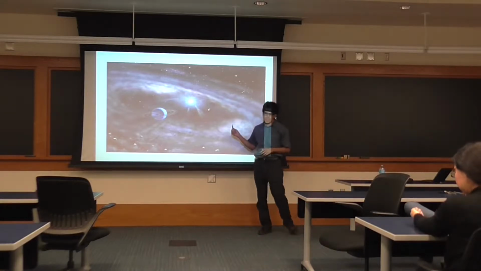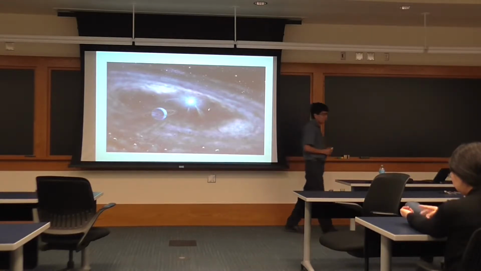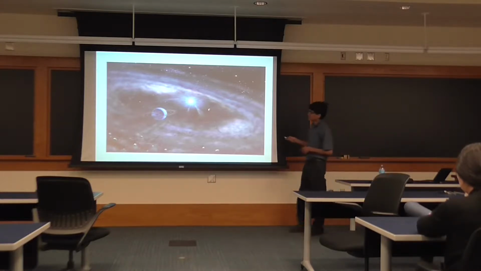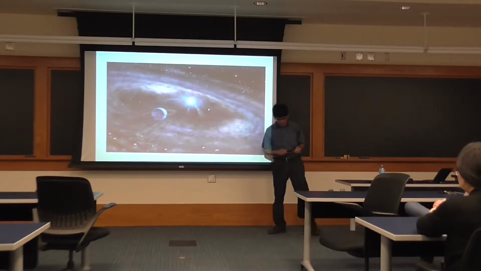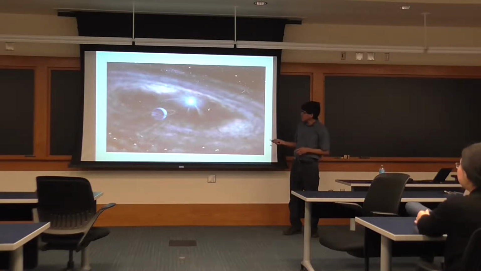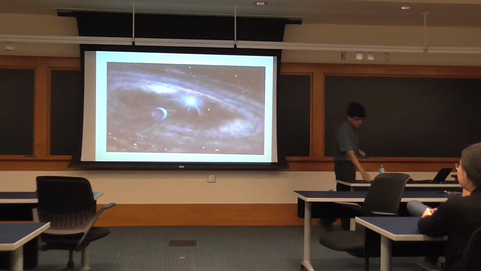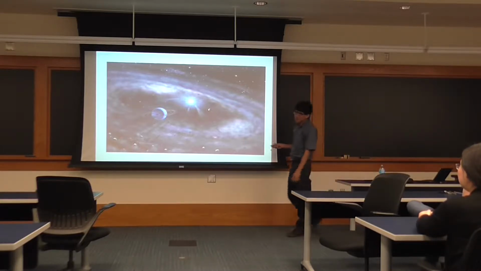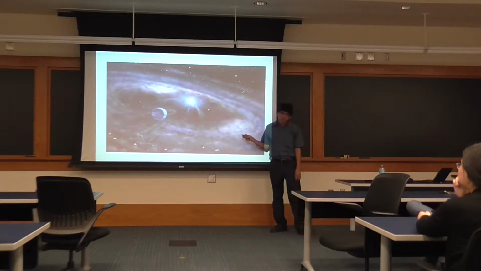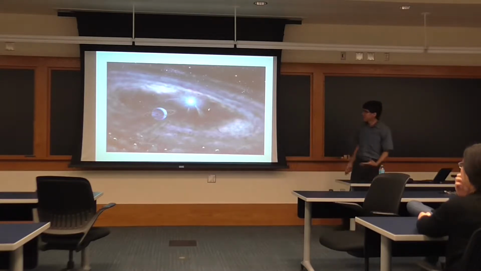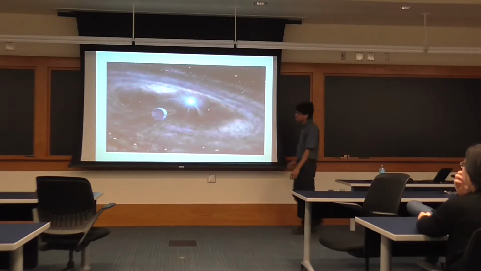So I want to start with this artist rendition of how the process of star and planet formation might be happening. So we know planets form from a protoplanetary disk, and when this is happening, the star is also forming at the same time. The star is not yet done. It's not in its final state.